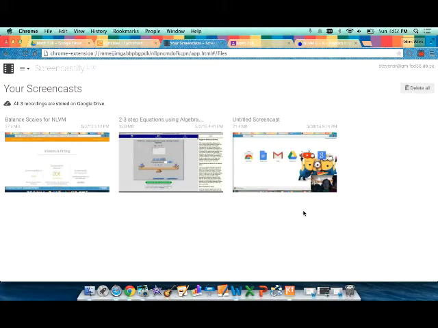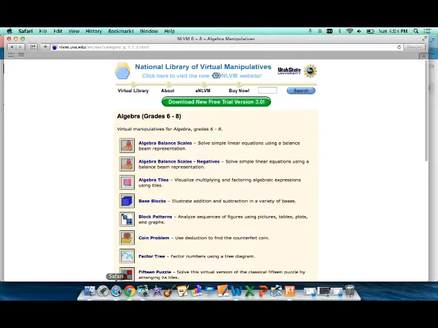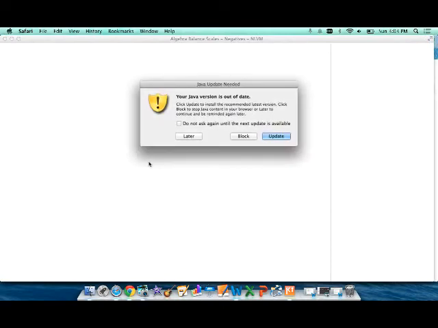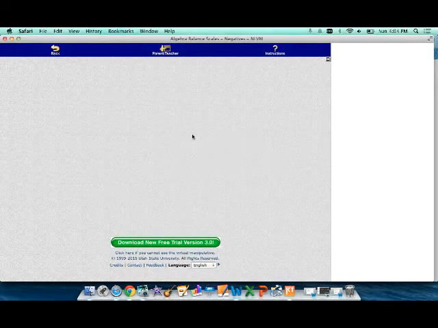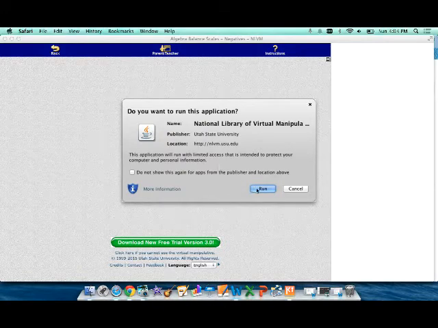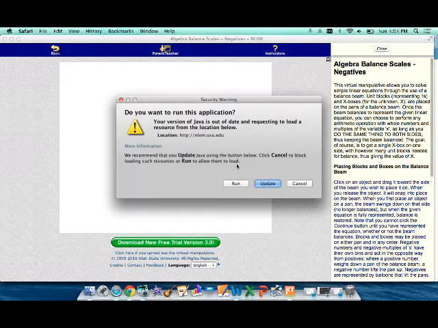Okay, so now that you guys have had a chance to try the balance scales, I'm going to have you switch over to your Safari and try the algebra balance scales using negatives. That's the second one on the list here under algebra. And again, when it asks for a Java update, you say later, let it load. Could take a little while. And hit the run button, and again, if it asks again, hit run.